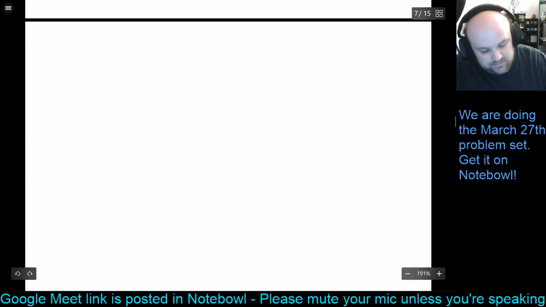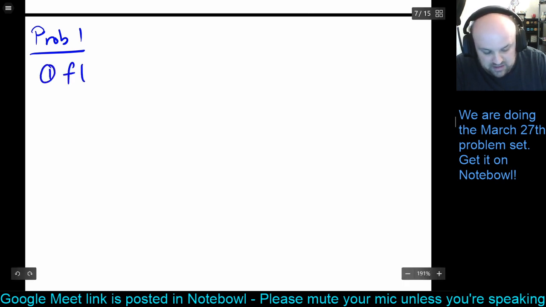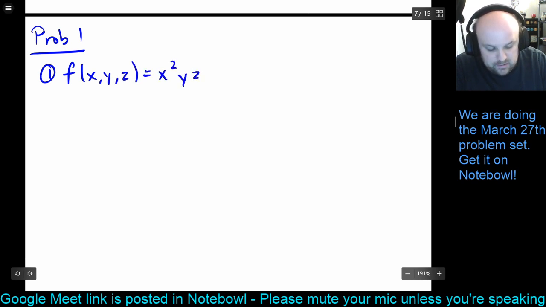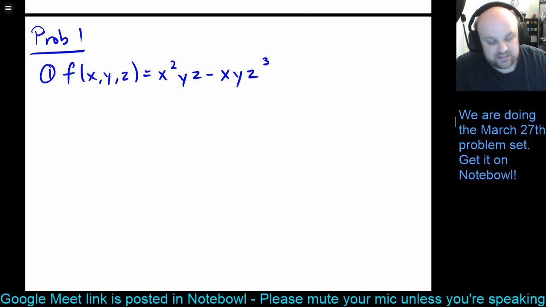All right, so problem 1, part 1. We have this function, f of x, y, z is x squared yz minus xyz cubed. Each of these examples in problem 1 here are going to have 3 parts to it. We want to find the gradient, we want to evaluate the gradient somewhere, and then we want to find the rate of change in a certain direction. All right, so let's go ahead and get started with this one.